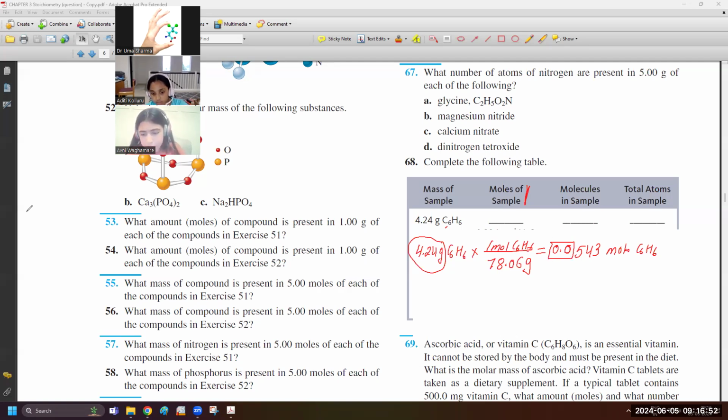Okay, you have to watch the video, Aditi. Now I want to go to the molecules of sample. So what should I do to go to the molecules of sample? I have the moles of C6H6. I want to convert this into number of molecules. Moles to number. Which ratio?